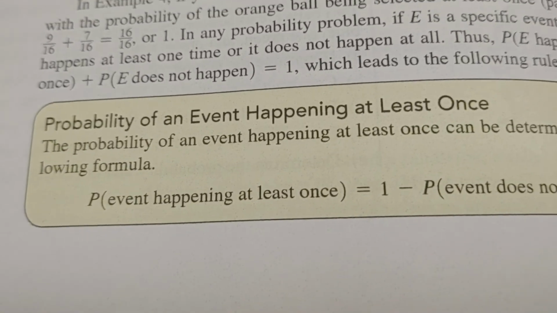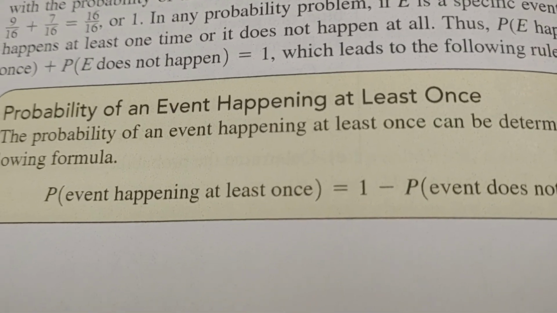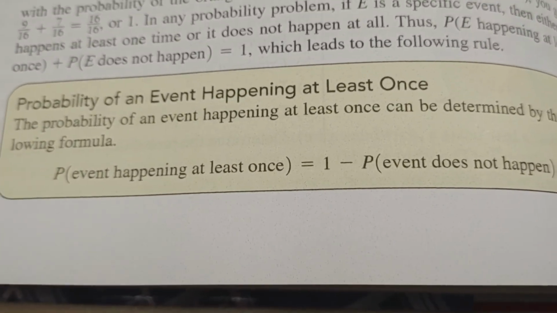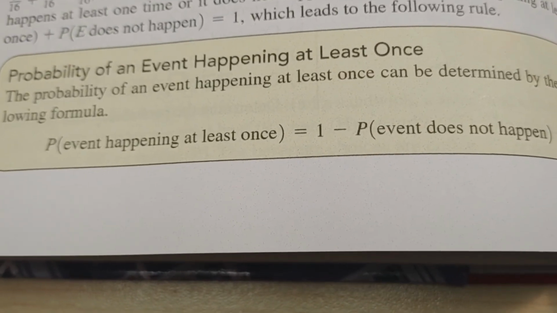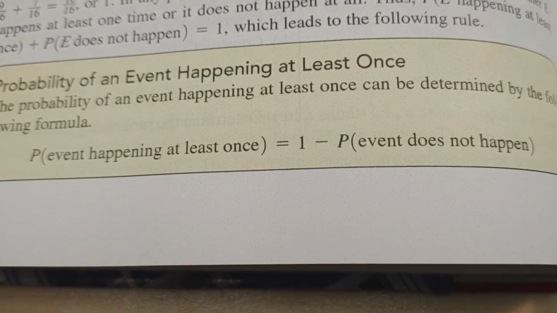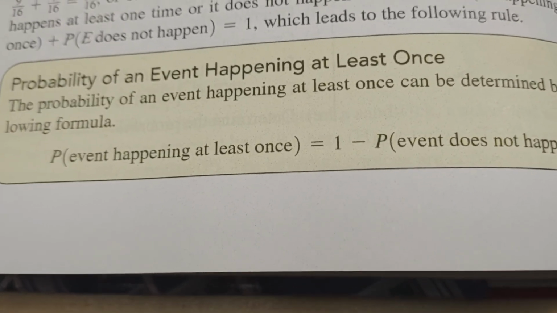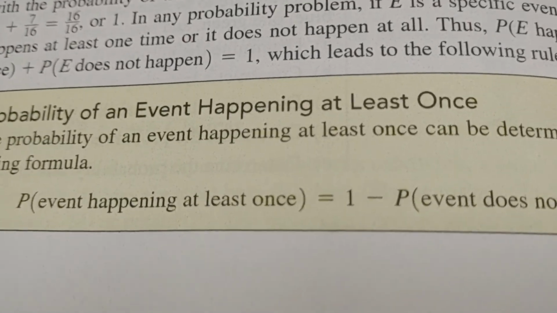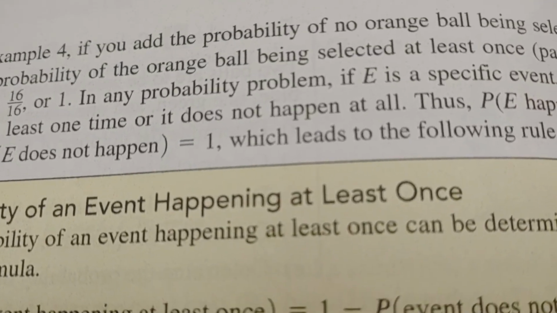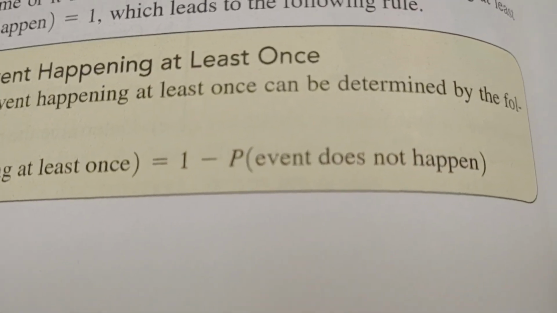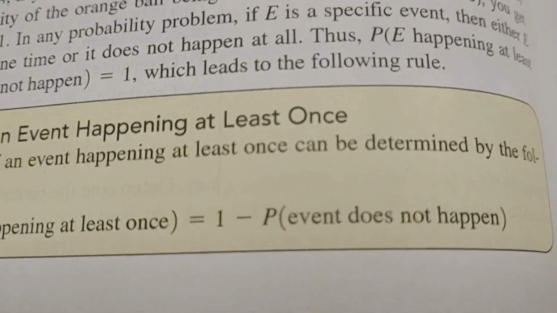Now, probability of an event happening at least once. The probability of an event happening at least once can be determined by the following formula: 1 minus P, the event doesn't happen at all. So what you do is 1 represents 100%, where P represents the probability that the event doesn't happen at all.